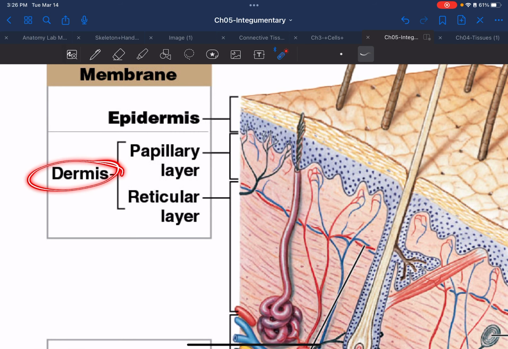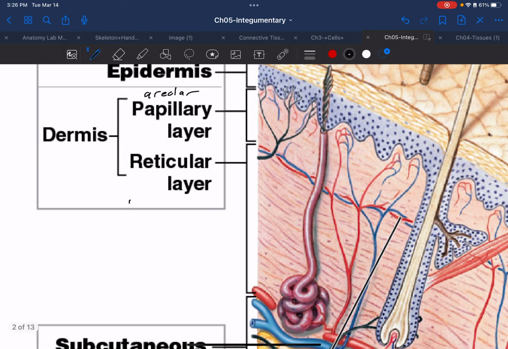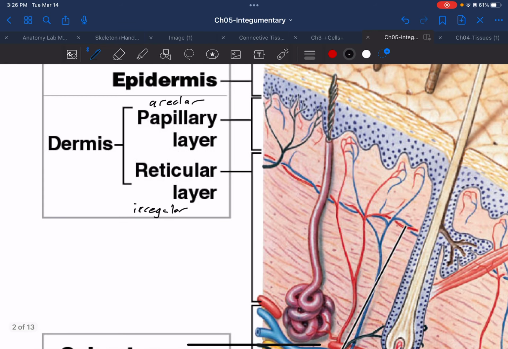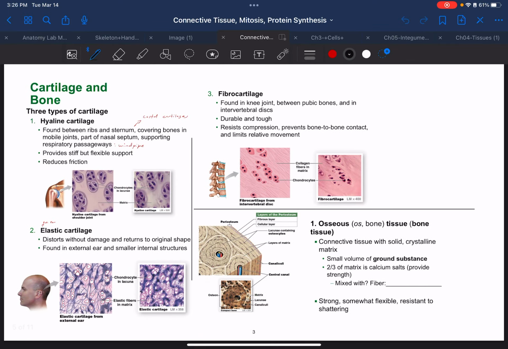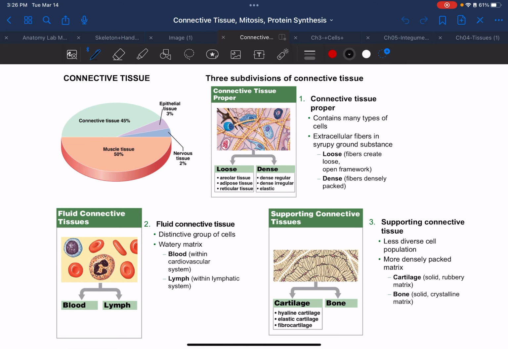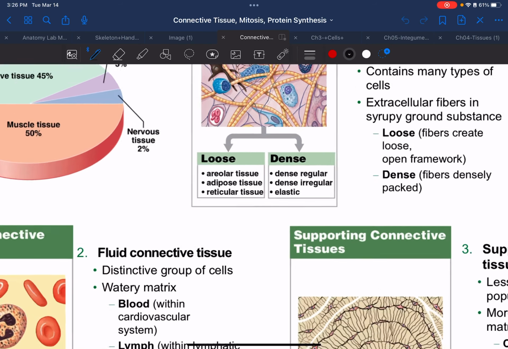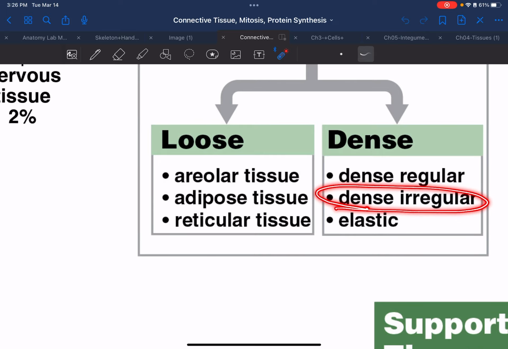Now we mentioned here in the dermis that the papillary layer is in possession of what connective tissue? Areolar. And the reticular? Irregular. And I like going back to our connective tissues so we can review and understand this a little better. This was the outline that I drew for all of you in lab, which represents everything you need to know for connective tissues. You'll notice areolar tissue was categorized as loose, and dense irregular is the other one in question, categorized as dense.